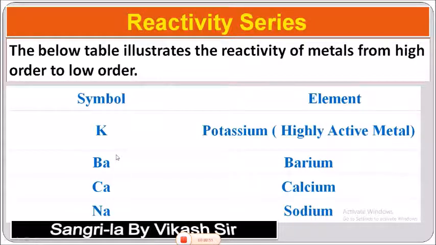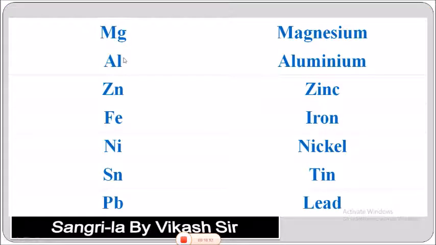When you remember this reactivity series, you will be able to judge reactions, especially displacement reactions in your 10th standard. So remember this series. Next, after sodium you will find magnesium, aluminum, zinc, iron, nickel, Sn, Pb, and here I have written the names.